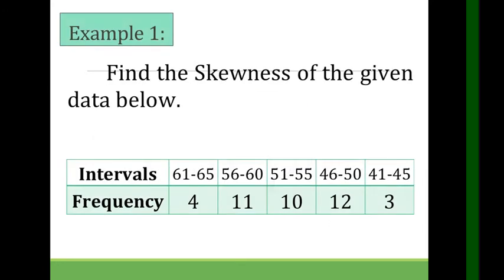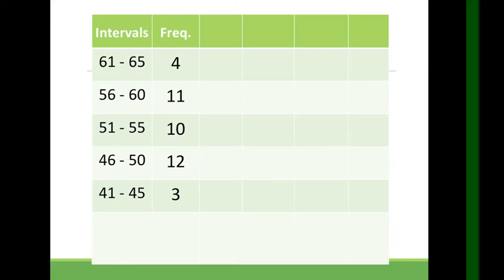Now, example. Find the skewness of the given data below. The intervals are the following: 61 to 65, 56 to 60, 51 to 55, 46 to 50, 41 to 45. The frequencies are the following: 4, 11, 10, 12, and 3. We will determine if it is negatively skewed, positively skewed, or symmetrical. So, first, arrange the table into a vertical form wherein we will write first the highest number to the lowest, and then the frequency of 61 to 65 is 4, 11, 10, 12, and 3.